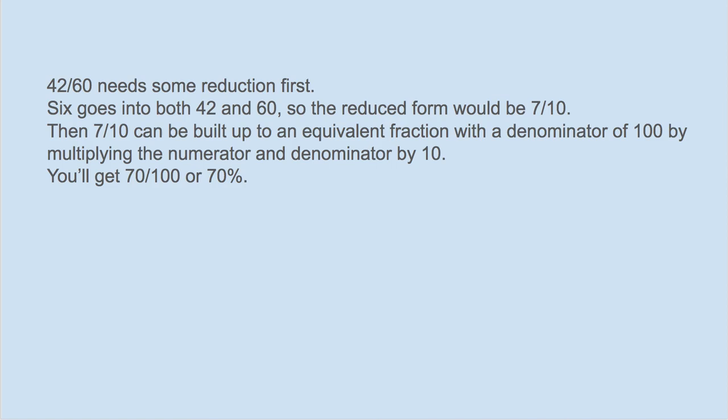42 60ths needs some reduction first. 6 goes into both 42 and 60, so the reduced form would be 7 tenths. Then 7 tenths can be built up to an equivalent fraction with a denominator of 100 by multiplying the numerator and denominator by 10. You'll get 70 out of 100, or 70%.